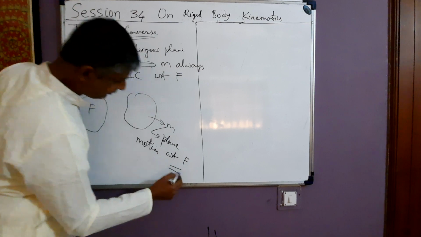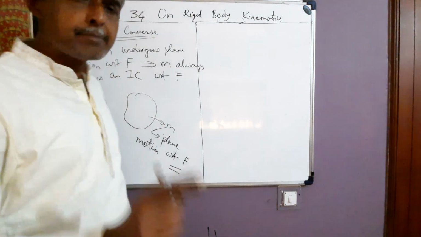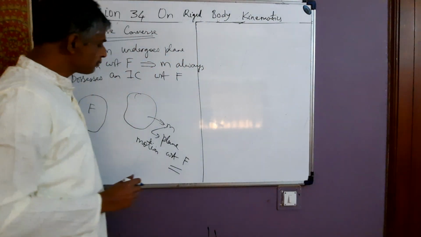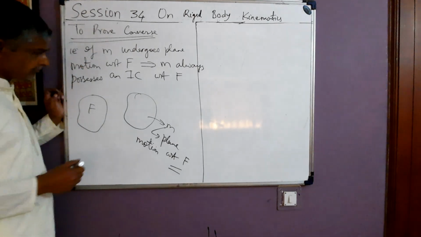With respect to F. Now in this case we have to prove that M possesses an IC with respect to F. This we have to prove. So what we'll do is something like this.